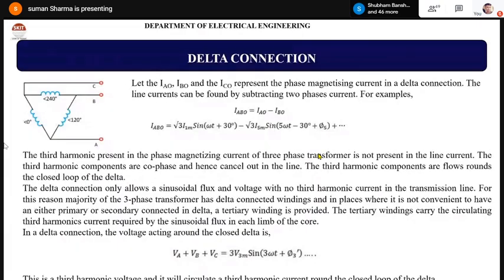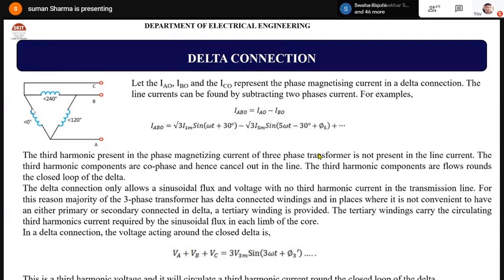The third harmonic present in the phase magnetizing current of a three-phase transformer is not present in the line current. फेज करंट में तो प्रेजेंट रहेंगे थर्ड हार्मोनिक कंपोनेंट, लेकिन लाइन करंट में हार्मोनिक कंपोनेंट नहीं आएगा. So the third harmonic components are co-phasal and therefore cancel out in the line. The third harmonic components are flowing around the closed loop of delta. Phases में है लेकिन line में नहीं है.